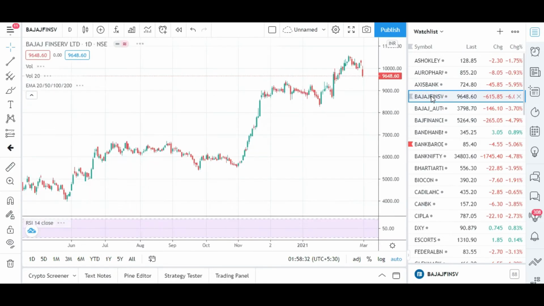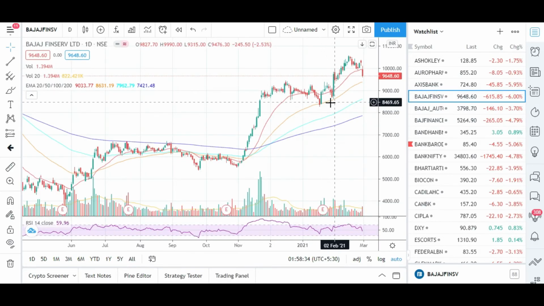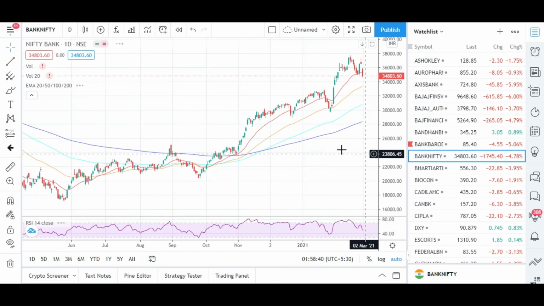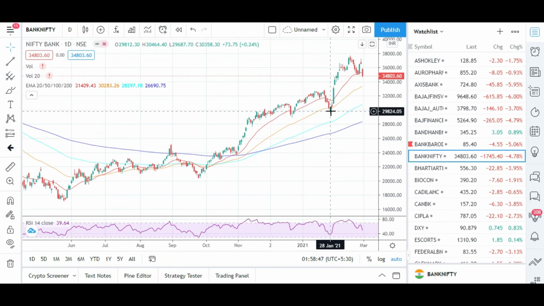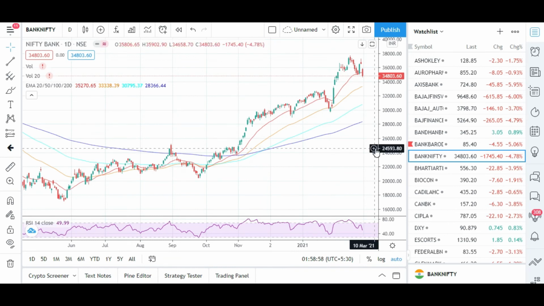Let's see Bajaj Finserv. Again we saw that the 50-day moving average acts as a support. Then let's see the index also. In the case of the index, you see Bank Nifty. One instance was the 20-day moving average, and then another was the 50-day moving average. So friends, similarly you will find other examples too, that whenever the stock is in an uptrend, mostly if it comes to the 50-day moving average, there are chances that it will bounce from there.